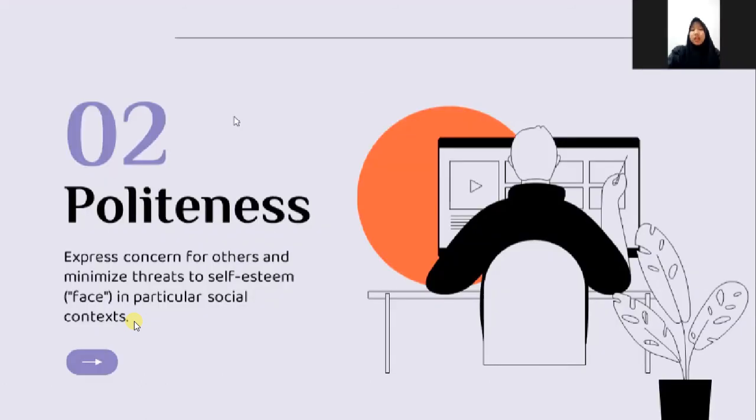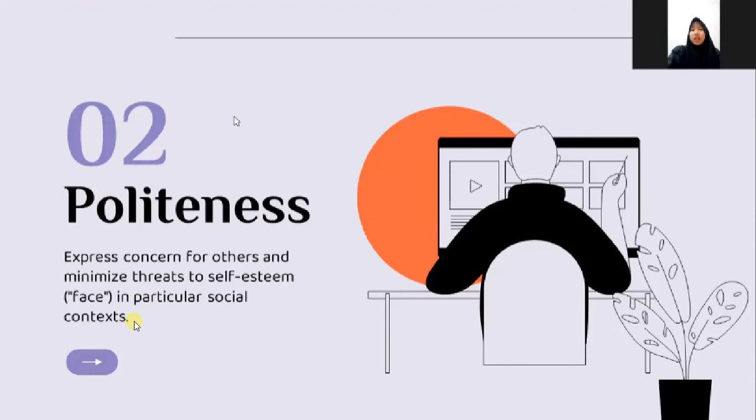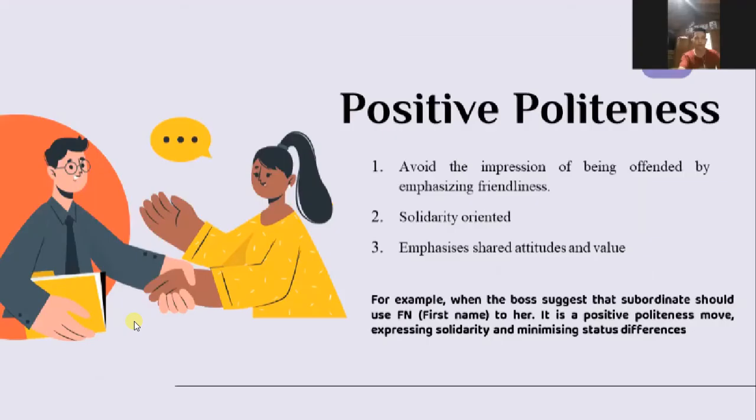Well, I will continue the presentation. Positive politeness. First, avoid the impression of being offended by emphasizing friendliness. Second, solidarity-oriented. Third, emphasizes shared attitude and value. For example, when the boss suggests the subordinate should use FN, or first name, to her, it is a positive politeness move, expressing solidarity and minimizing status difference. Next slide, please.